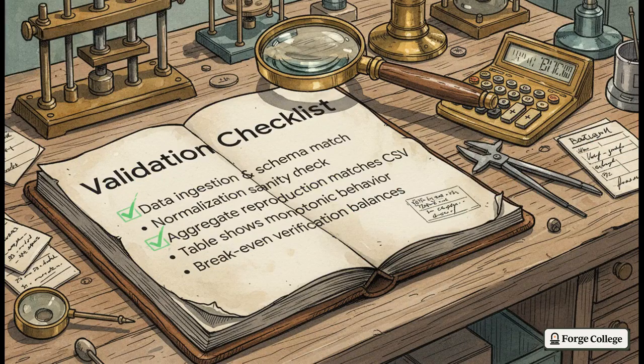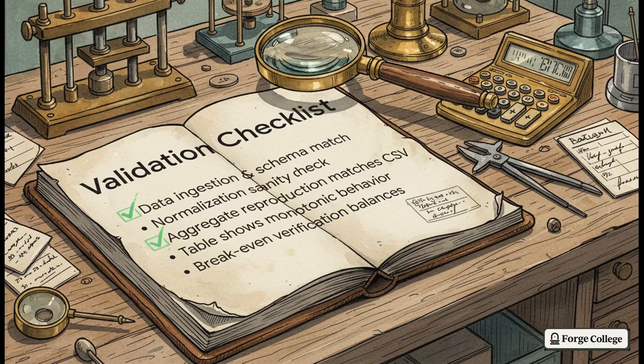Let's run through our baseline validation checklist. Number 1, check your data ingestion. Ensure your schema and column names match exactly. Number 2, the normalization sanity check. Literally pick 3 random rows and do the math by hand to ensure the calculator isn't dropping parentheses somewhere.